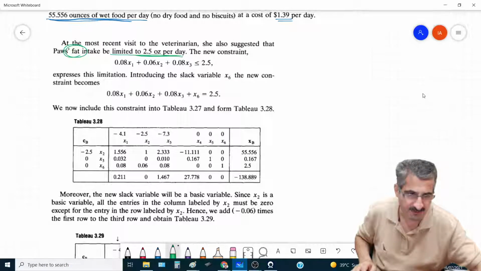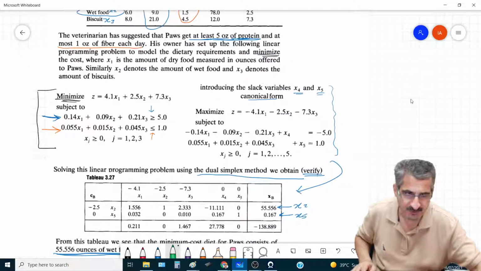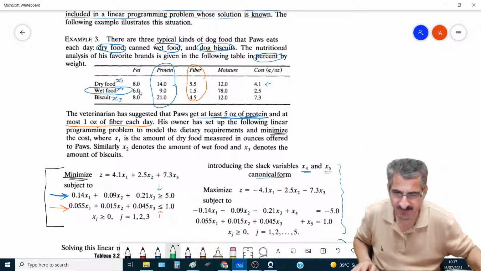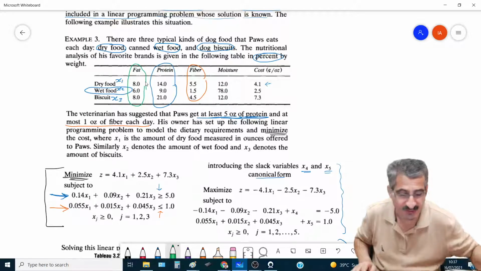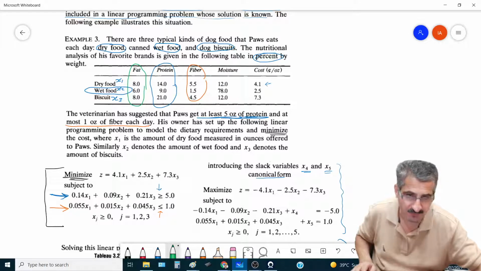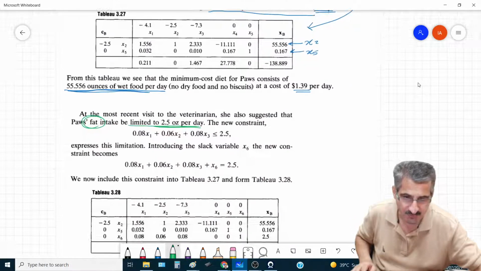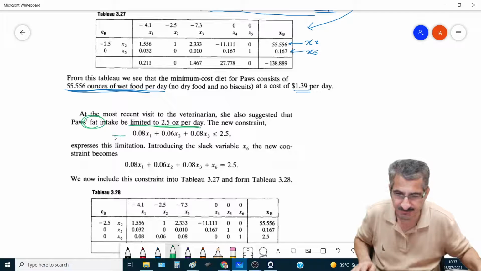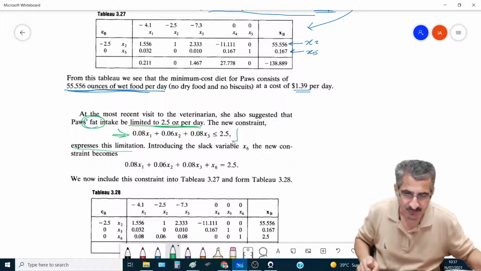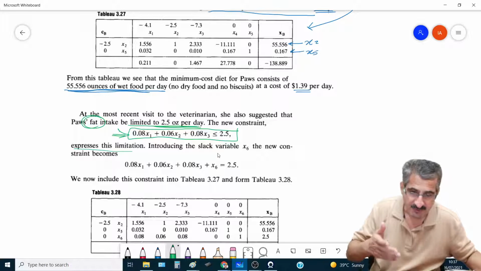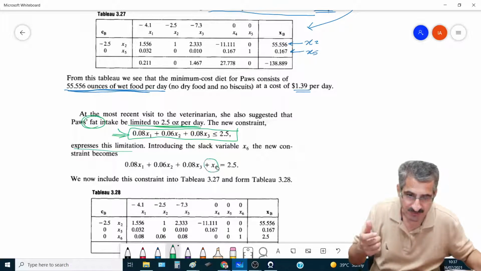Now we go back to the table here. This is fat. So it is 8x1 plus 6x2 plus 8x3 with percentages. So we get this new constraint as limitation. So we add this new constraint to the original problem. And this will require a new slack variable, right?